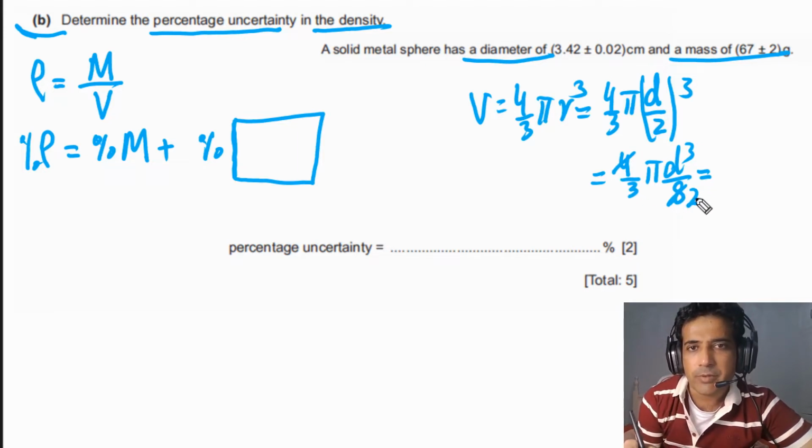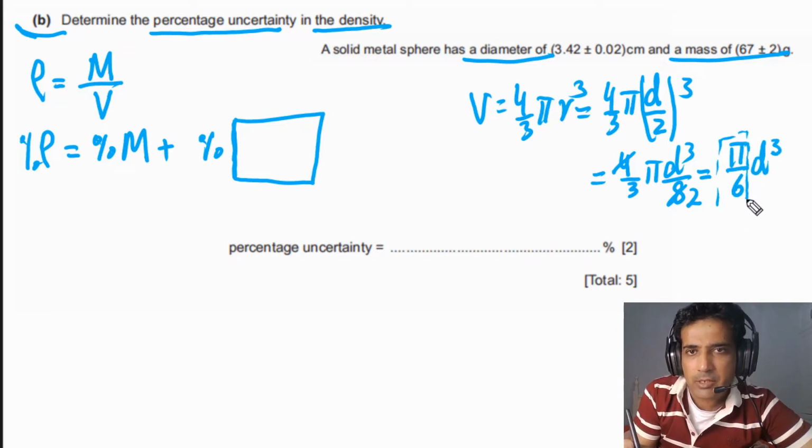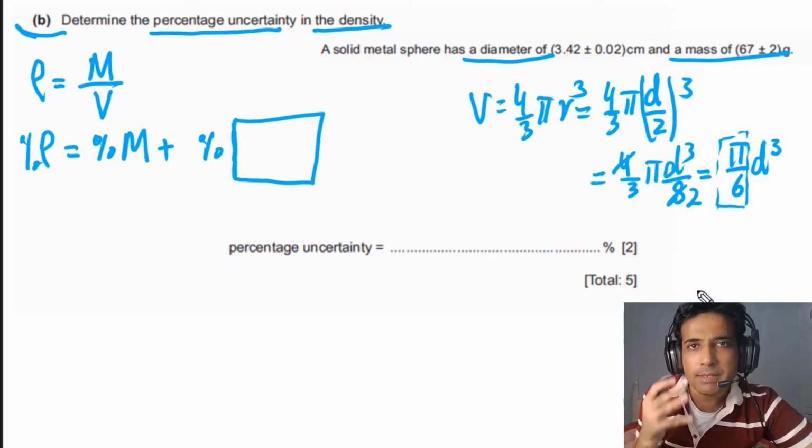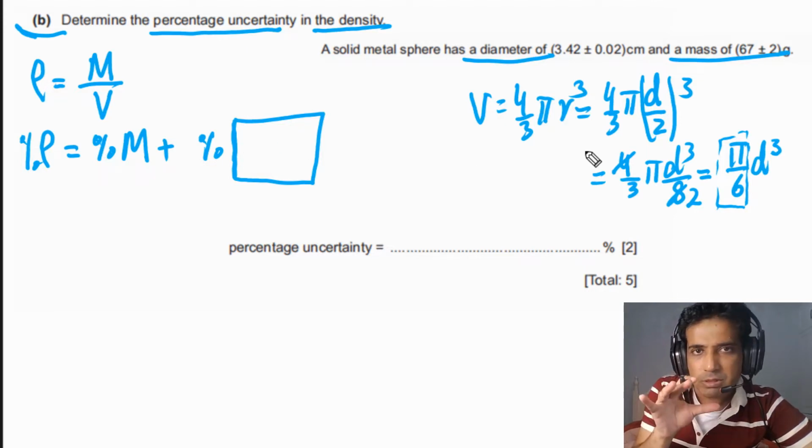Means simply we divide 8 by 2 and we can cancel 4. So we are left with pi by 6 and this is dq. Pi is a constant and 6 is also constant. So there is no uncertainty in constants. So it simply means that we need to consider percentage uncertainty in diameter.